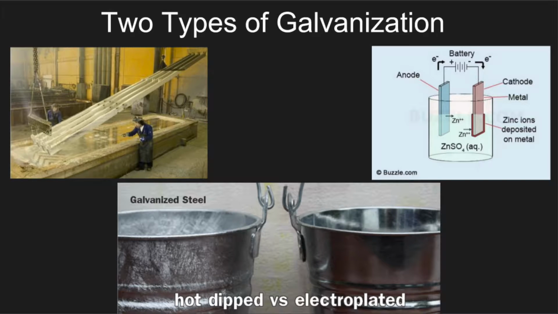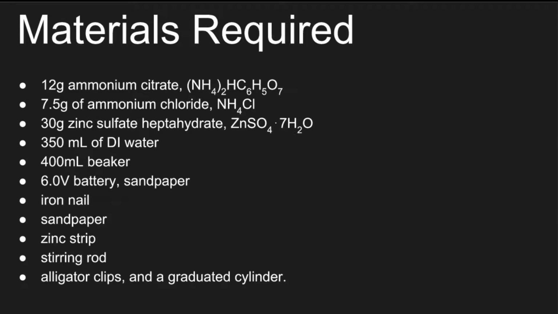There are 2 types of galvanization: dipping and electrolysis. Electrolysis provides a more uniform zinc coating and exhibits no crystal patterns. The galvanization of iron using an electrolytic method will be demonstrated in this video. These are the materials required to perform the experiment.